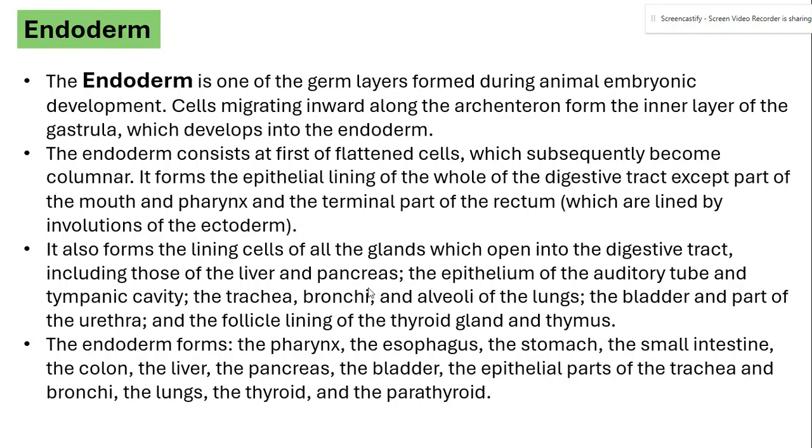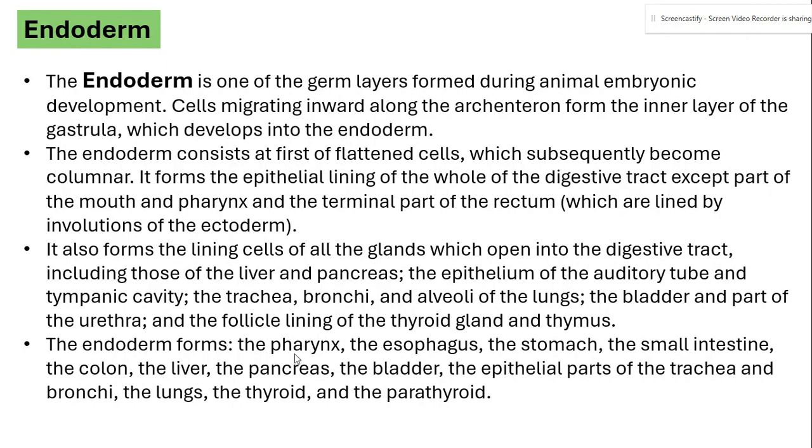Including those of the liver and pancreas; we have liver glands and pancreatic glands. Epithelium of the auditory tube and the tympanic cavity for the ears, the trachea, the bronchi, and the alveoli of the lungs, the bladder, and part of the urethra, and the follicle lining of the thyroid gland and thymus.